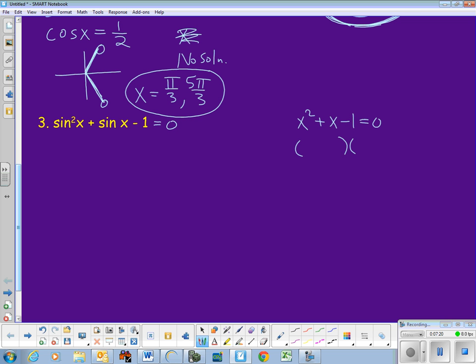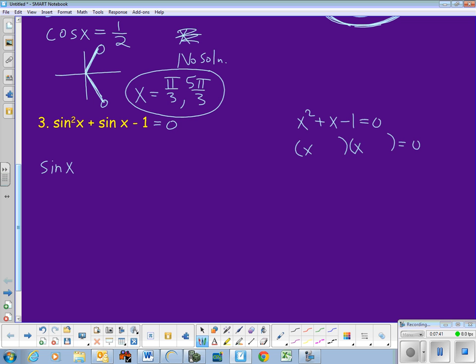So we would need to find two factors of negative 1 that add up to positive 1. So negative 1 is either plus 1 minus 1, or minus 1 plus 1. That's not going to work. Basically, this is a prime quadratic. So what do we do in quadratic equations when it won't factor? Well, we use the quadratic formula.